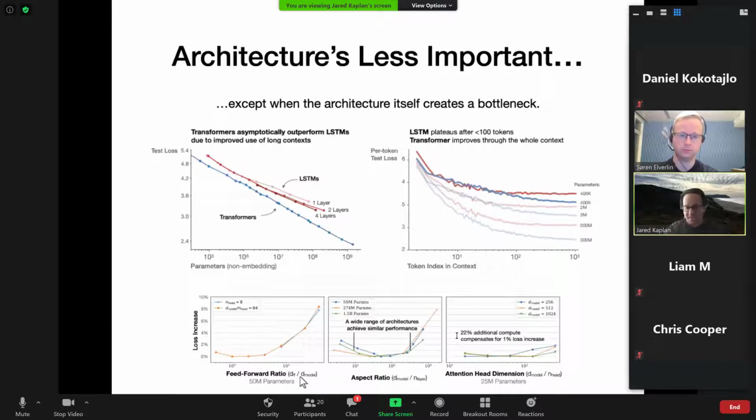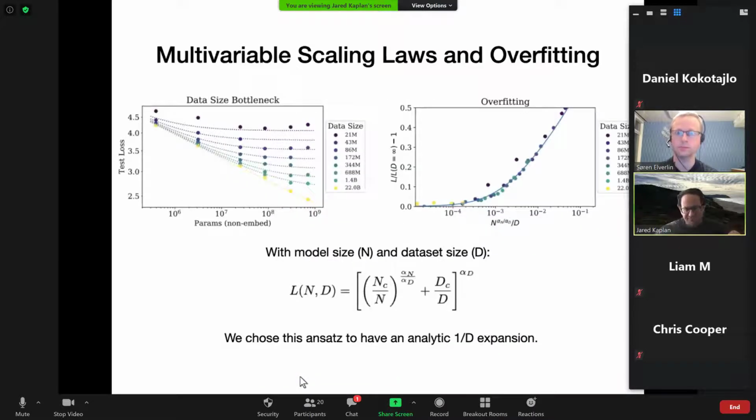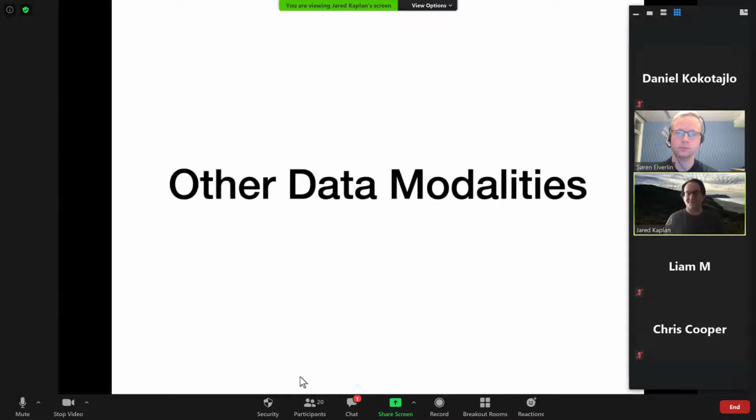So in other words, these other hyperparameters don't matter a huge amount compared to just the overall scale. And there are all sorts of other interesting scaling laws that you can find. So there are multivariable scaling laws, where you change the size of your data set and the model size together. And you can therefore predict the amount of overfitting, like the test loss with finite data versus the test loss with infinite data. All of these things seem to be relatively predictable, and you can make up an ansatz that fits them very well.